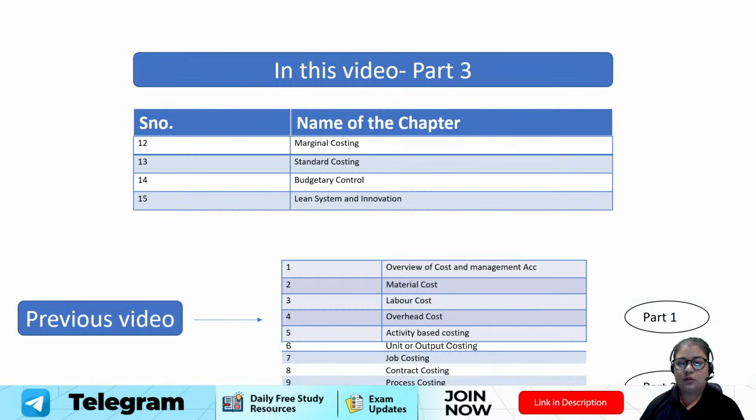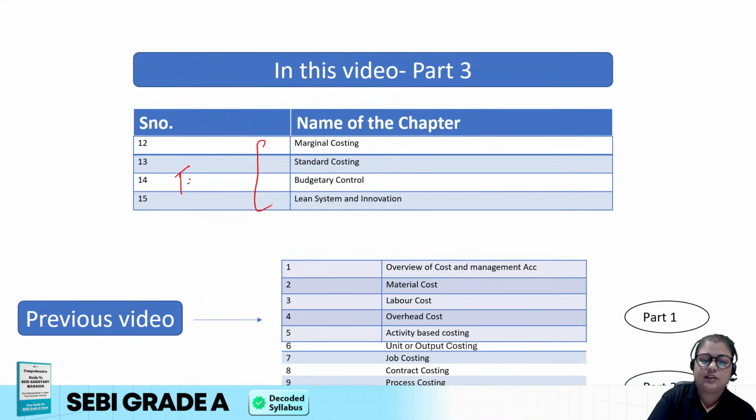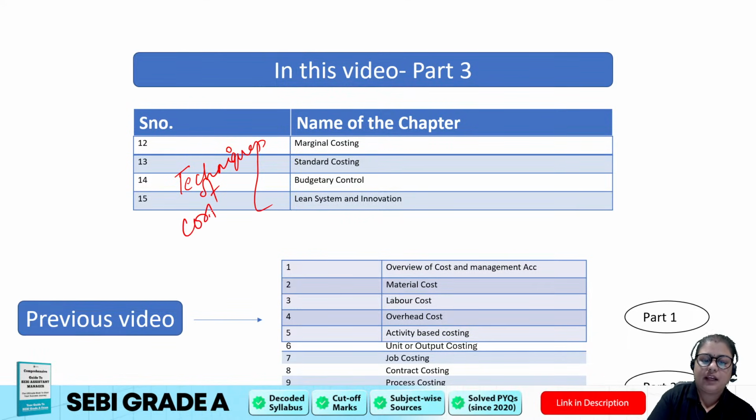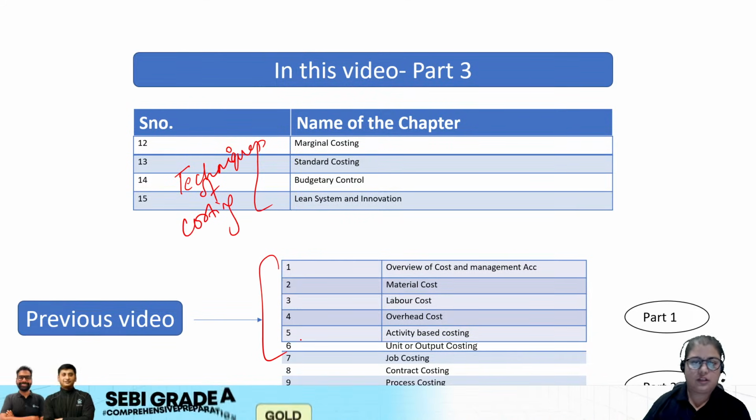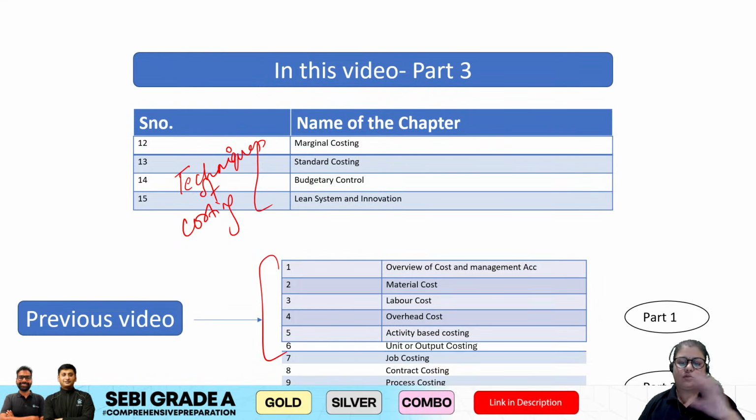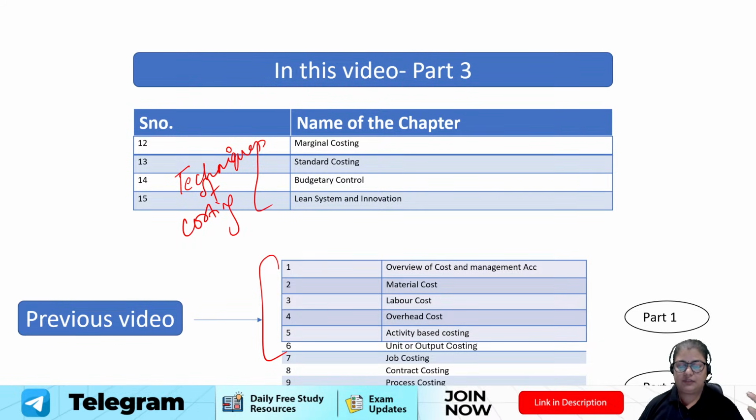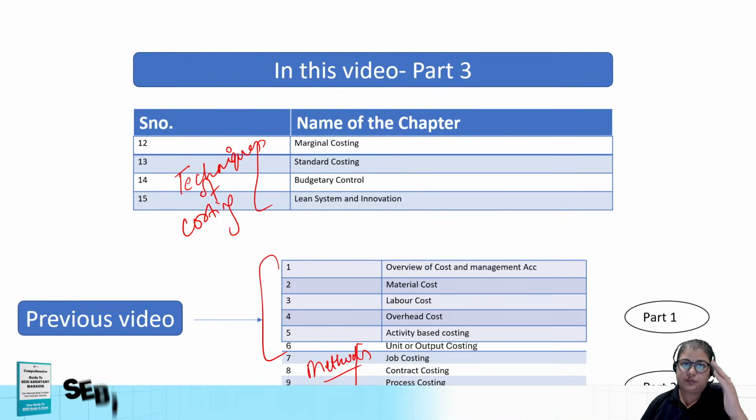So in this video, as I told you, we'll be covering the next 4 chapters. That is the techniques of costing. All the techniques of costing we'll be covering today. We have already done the overview of cost and management accounting, where we discussed all the basics: material, labor, overhead costing, activity based costing. And in the next 6 chapters we did all the methods of costing. What are the different methods, how we can ascertain the cost of different products.